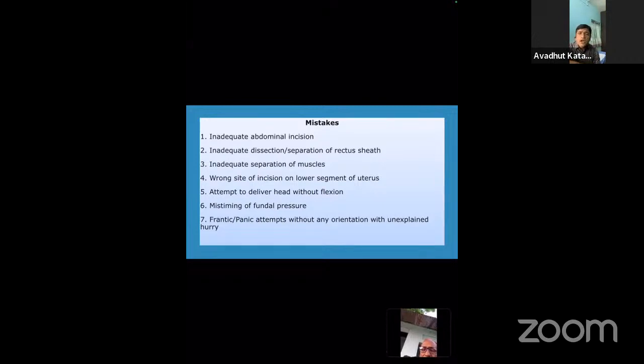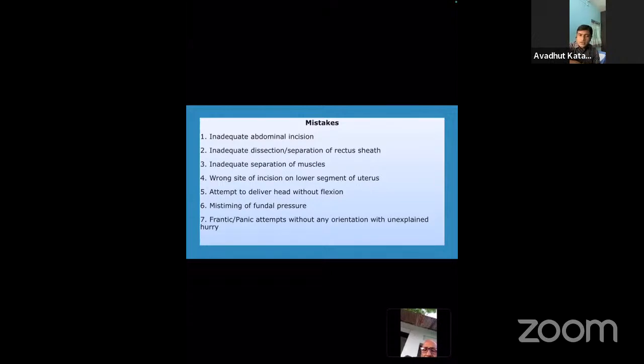Attempt to deliver head without flexion. I have seen so many obstetricians open the uterus, put their hand in and try to deliver the baby. Wait till the flexion of the fetal head. This is the key of smooth delivery of the fetus. So an attempt to deliver the fetal head without flexion can cause problems. It can cause troubles.